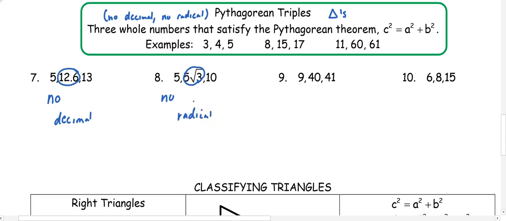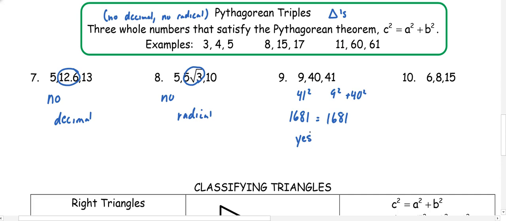Number 9, this one looks promising because it has all whole numbers, so now we need to try it in the Pythagorean theorem. So 41 squared is 1,681, and then we have 9 squared plus 40 squared, which is equal to 1,681, which means that yes, this is a Pythagorean triple.